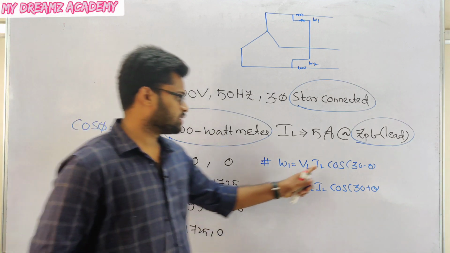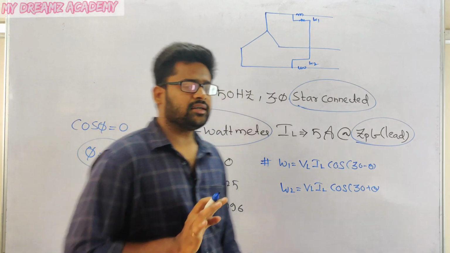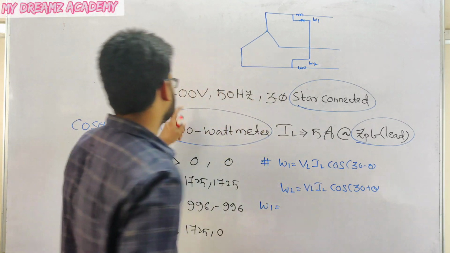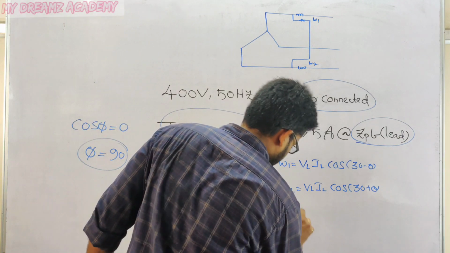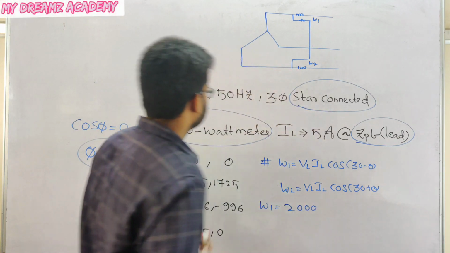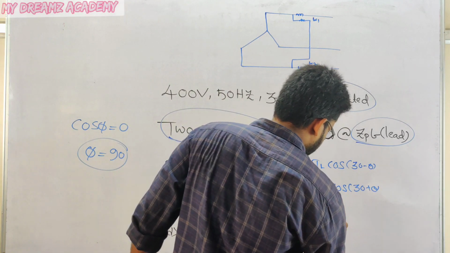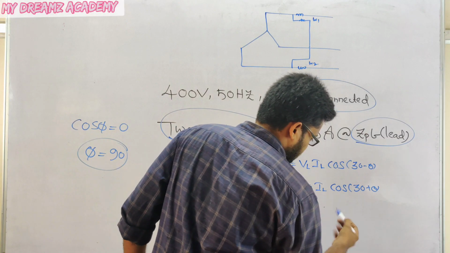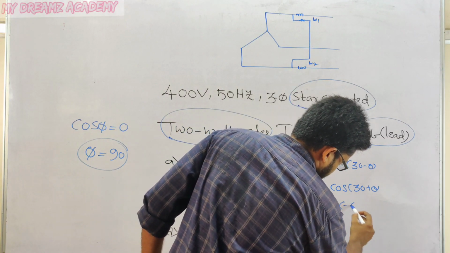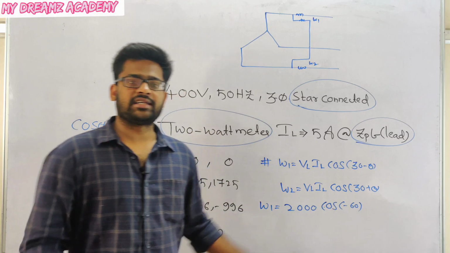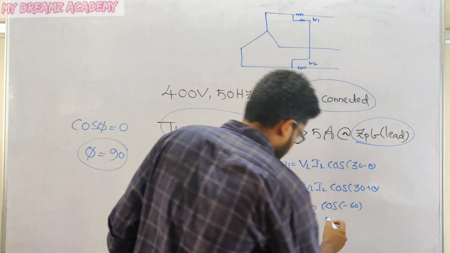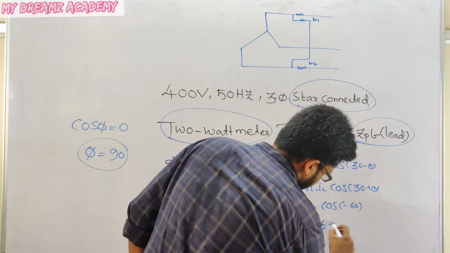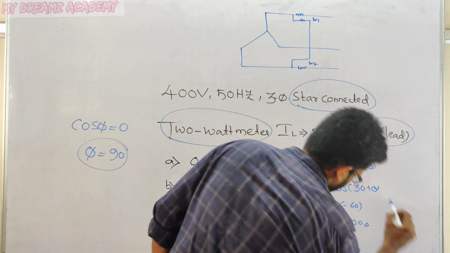Substitute this 90 degrees in W1 and W2, you will get the answer. W1 is equal to VL IL, that is 400 into 5, so it will give 2000 into cos(30 minus 60). So cos of minus 60, cos minus theta will give cos theta only. So 2000 times cos 60, whose value is 1 by 2. So it will give 1000 watts.